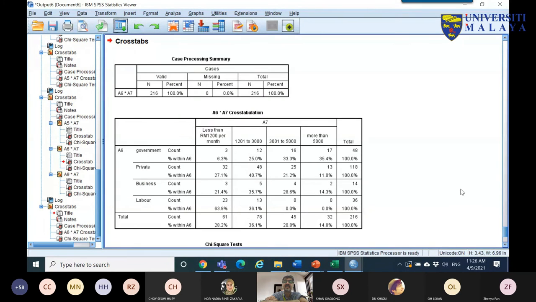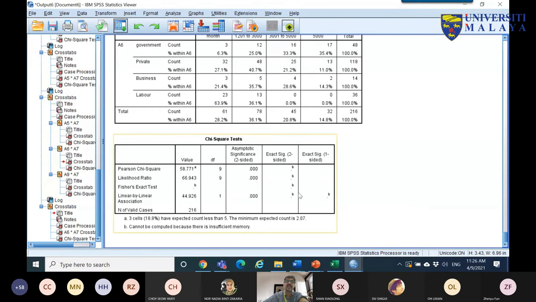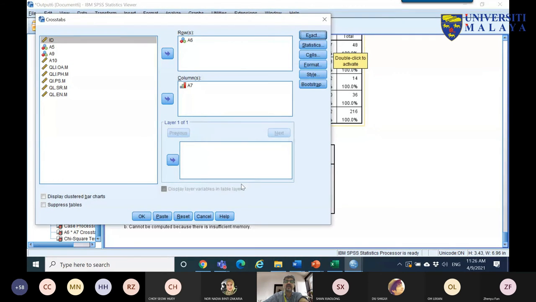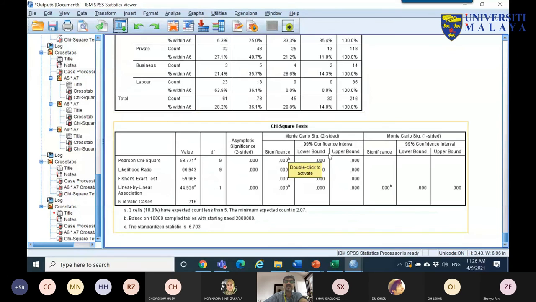Okay, done. So look at here, it was not calculated. Sometimes, because I limited it to two minutes, it cannot be calculated. So in this case, we can change it to Monte Carlo and run it. Monte Carlo is faster. With Monte Carlo simulation, you can see here the significance at two-tailed and one-tailed. This is based on 10,000 sampled tables, so this is based on the simulation.